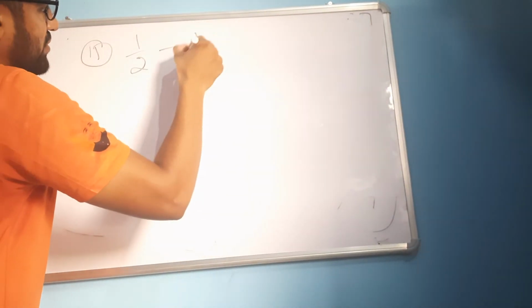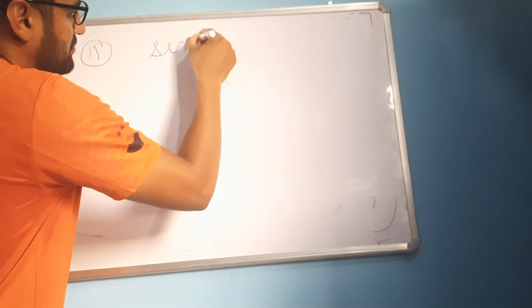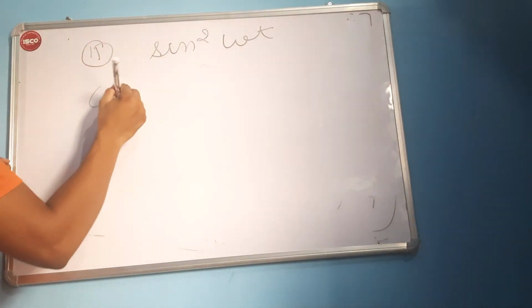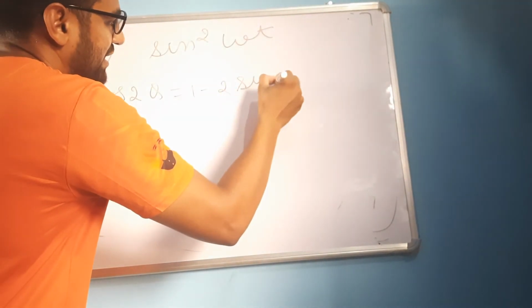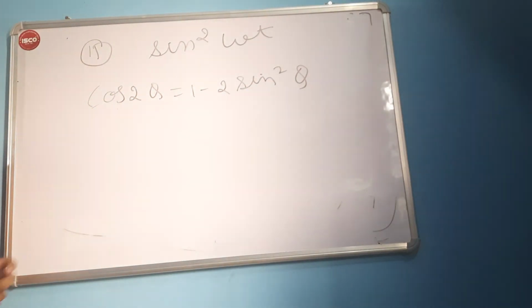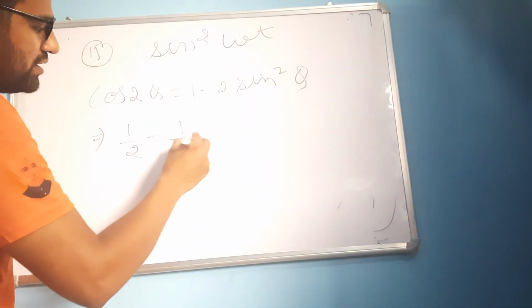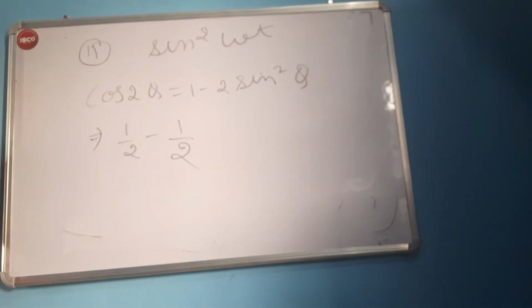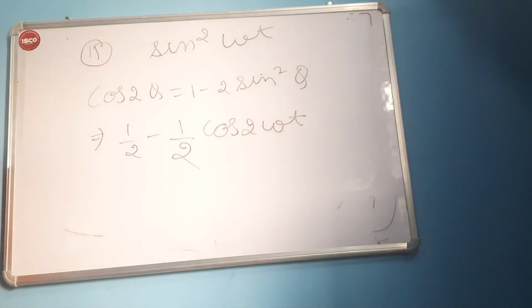1 by 2 minus 1 by 2, sorry, sin square omega t. The formula of cos 2 theta is equal to 1 minus 2 sin square theta. From this formula, if we solve for sin square omega t, it will be equal to 1 by 2 minus 1 by 2 cos 2 omega t.